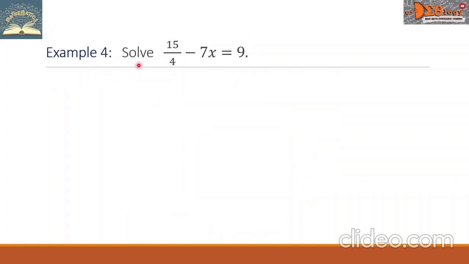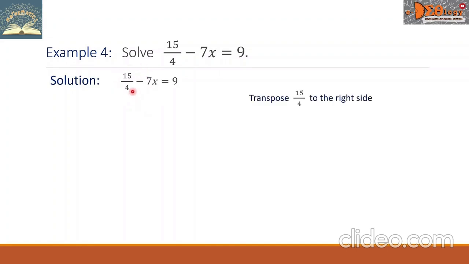Example 4. Solve 15 over 4 minus 7x equals 9. Let us isolate the negative 7x. That means this 15 over 4 we will transpose to the right side. This value is positive, so when we transpose, it becomes negative. So the left side is negative 7x equals 9 minus 15 over 4. Let us simplify the right-hand side.